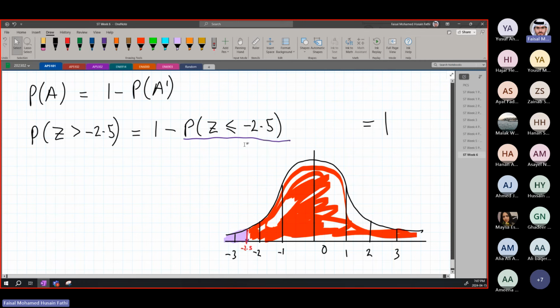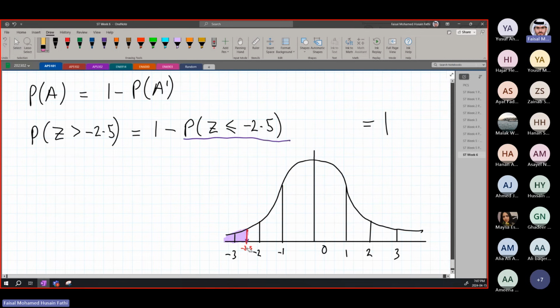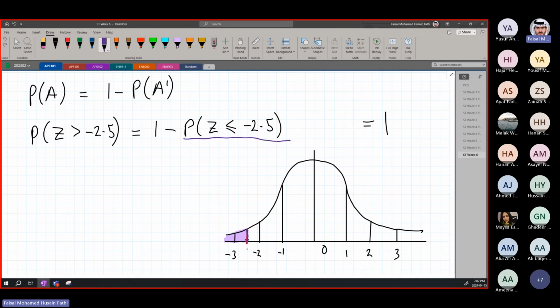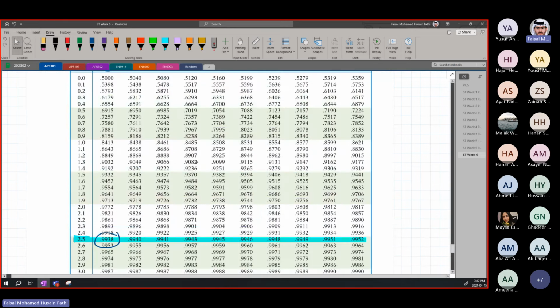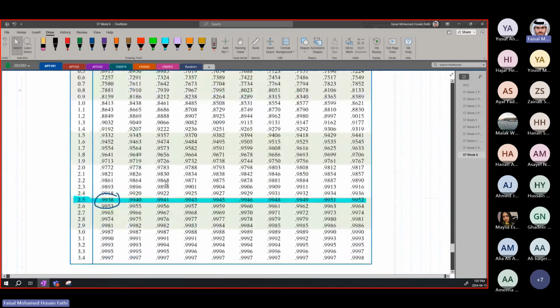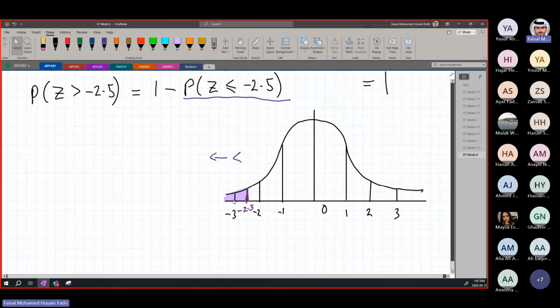This is the whole concept of using 1 minus not, okay? Now what we are doing is using this graph to find the not part, because the not part is less than. So less than is going in that way. So it's the not part of negative 2.5. We're going to use the other table to find this not part, and then we're going to do 1 minus to find the actual answer of what we want.